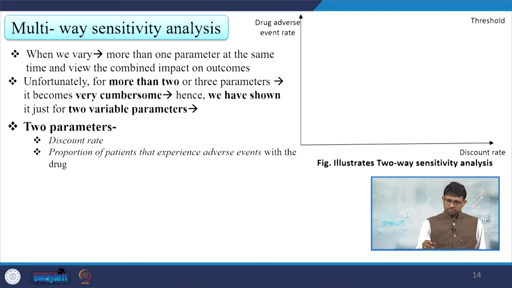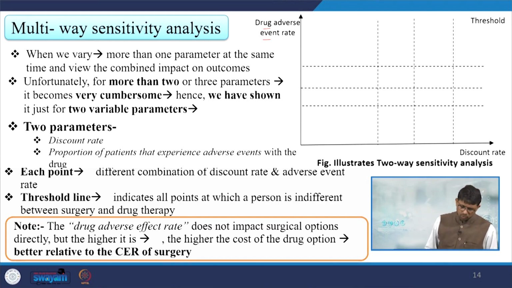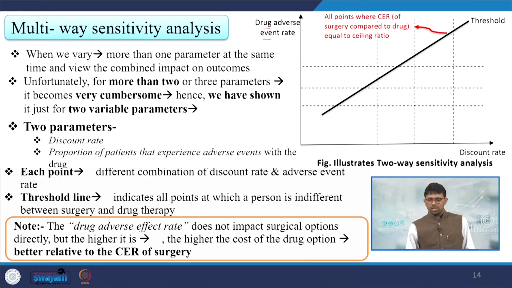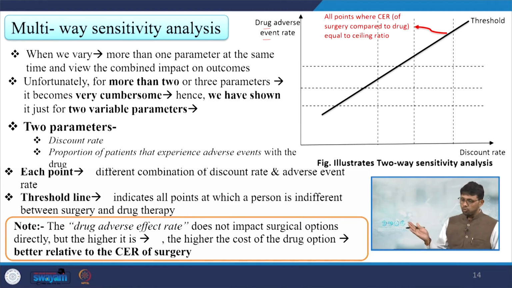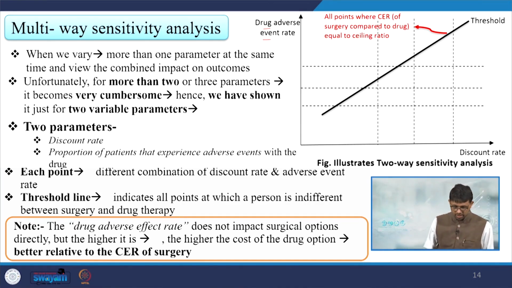Okay, with the drug, how they experience adverse events. Each point is explaining a different combination of the discount rate and the adverse event rate. You can see that at all points the cost effectiveness ratio is presented, and we are also going to mark the threshold. Since we have already taken the two parameter case, the threshold level itself is a line, not a label.